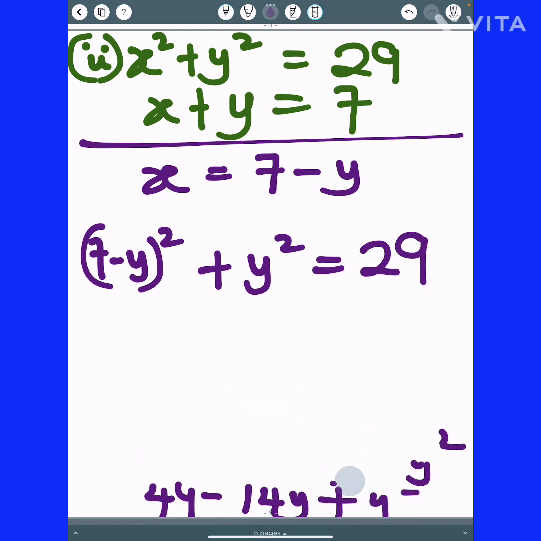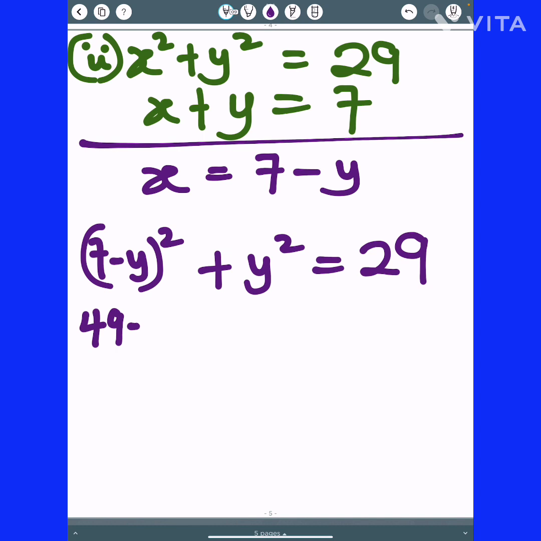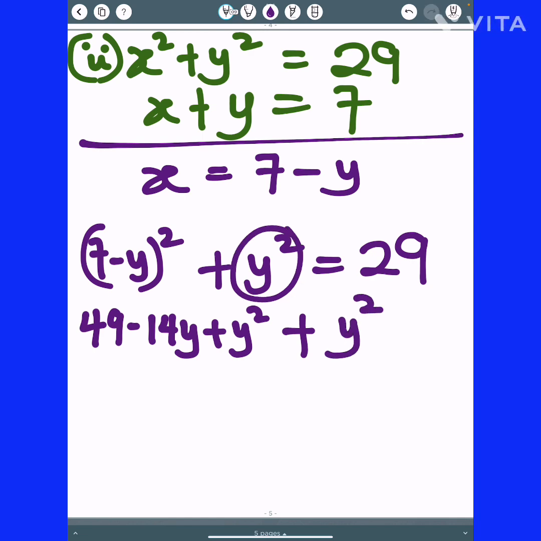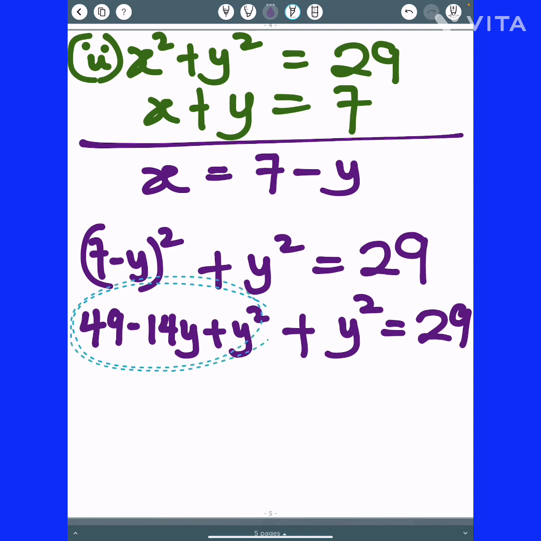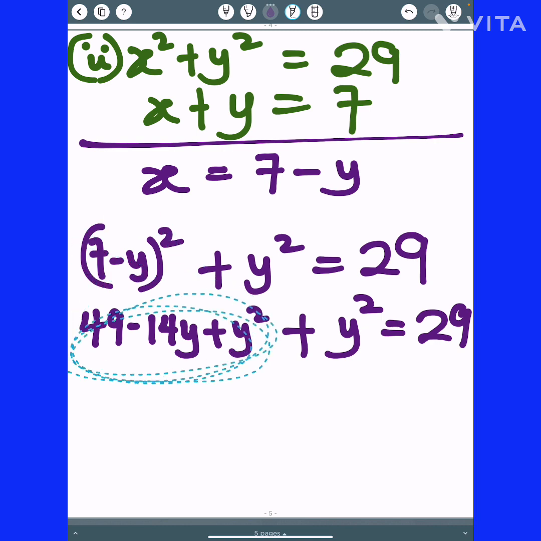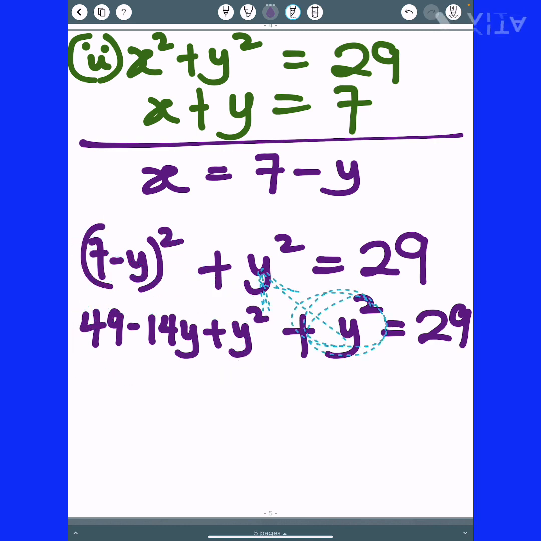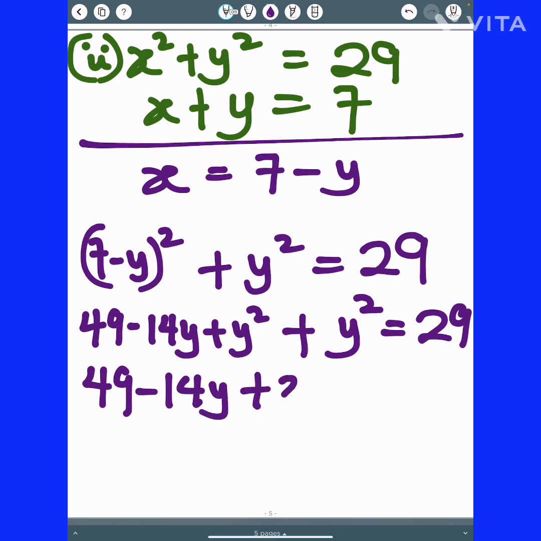I don't actually need this to show in my solution, so I can clean it off. I just write the answer here. 49 minus 14y plus y squared, then plus the y squared that was here before, is equal to 29. Take note that this is the answer of my expansion. So altogether, I'll have 49 minus 14y plus 2y squared. I can bring minus 29 straight to the left, is equal to 0, just to reduce my steps.